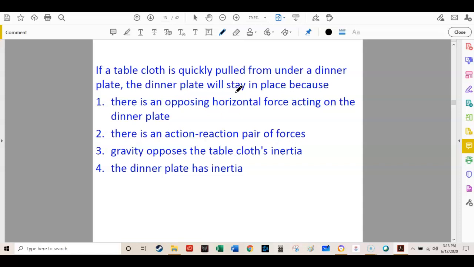Number one, there's an opposing horizontal force acting on the dinner plate all the time. There is an action-reaction pair of forces. Gravity is opposing the tablecloth's inertia, or the dinner plate has inertia. What do you think?